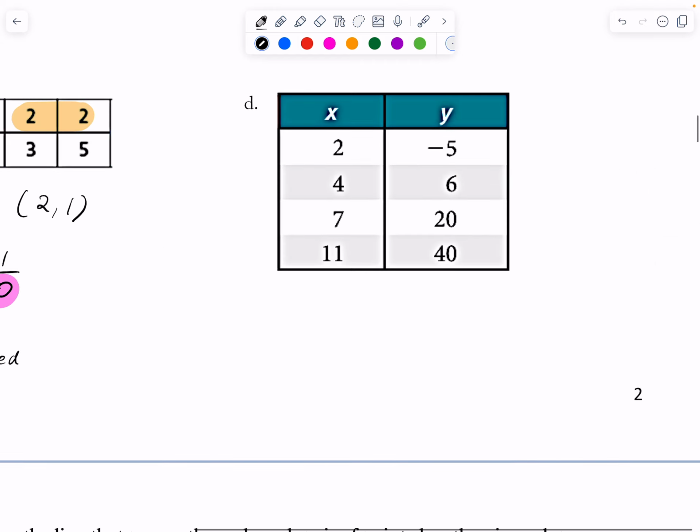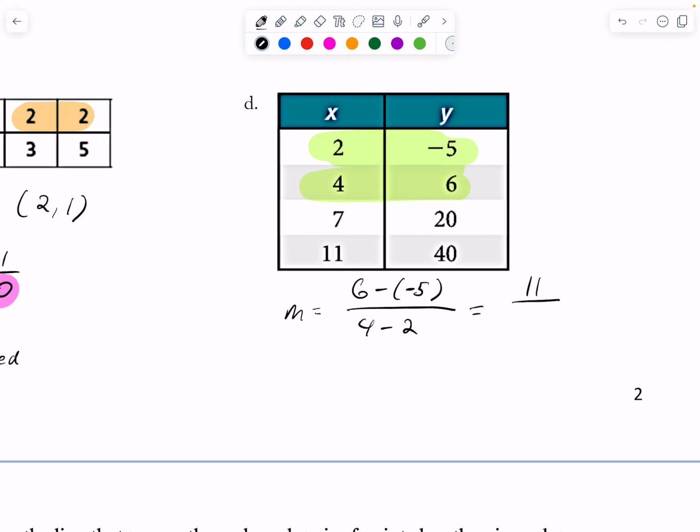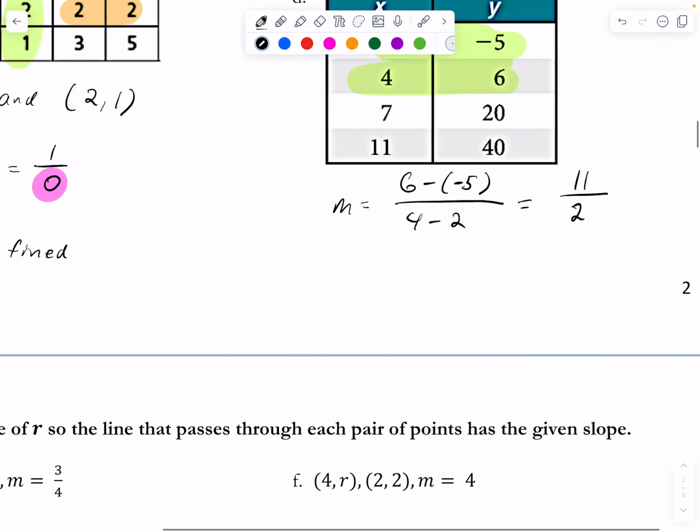Okay, let's do letter D. Again, I'm just going to use the first two, but feel free to choose any two that you want, first and last. The middle two, doesn't matter. So the change in my y's is 6 minus -5 over the change in my x's, which is 4 minus 2. 6 minus a -5 is really addition. You get 11. 4 minus 2 is 2. And that does not reduce, so I'm going to leave it as 11 over 2. Feel free to write it as a decimal or a mixed number if you'd like.